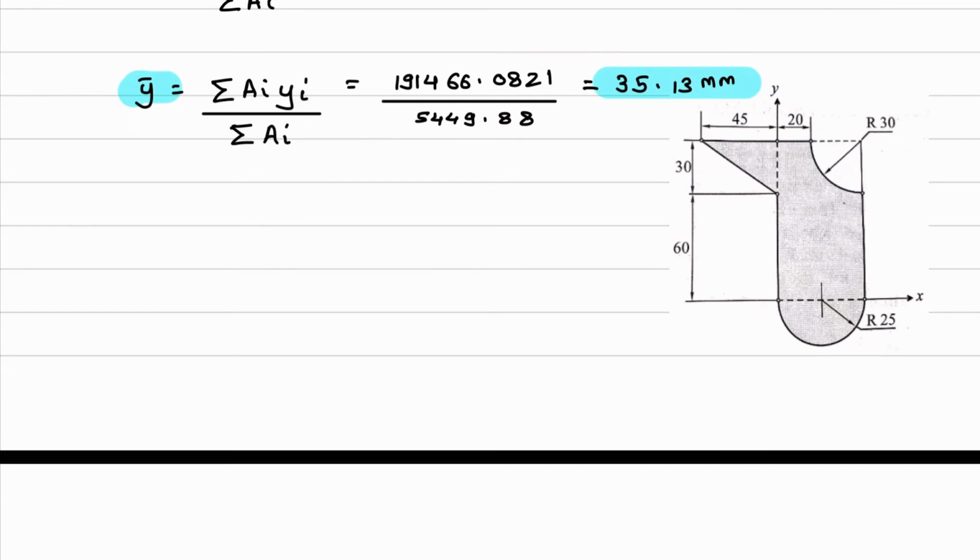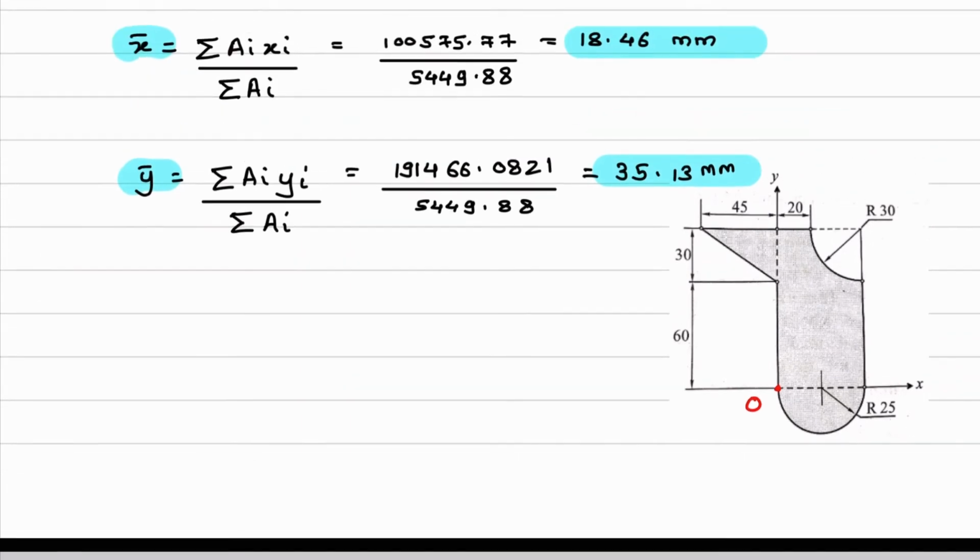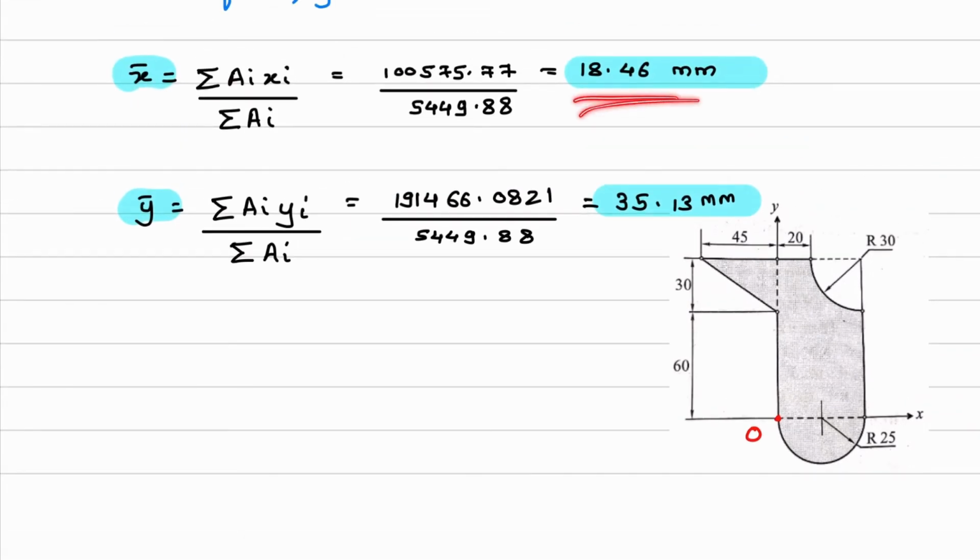You have to plot on the diagram again. So we'll first plot the xi value. This is origin O. So xi is 18.46. Now till the center of the rectangle it is 25. So the vertical axis will be left of that center. So this is x bar, which is equal to 18.46 mm.